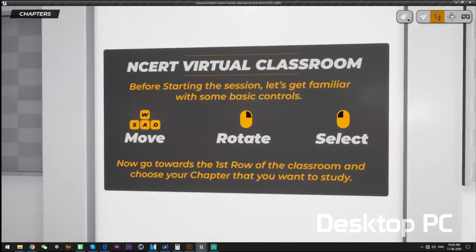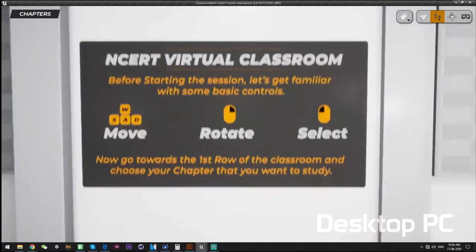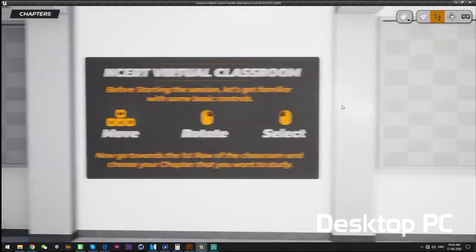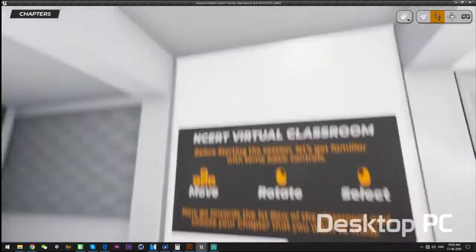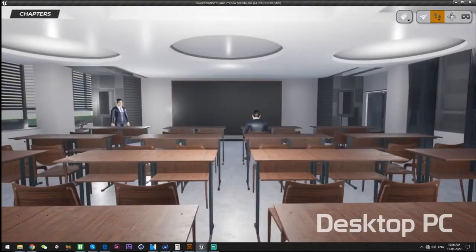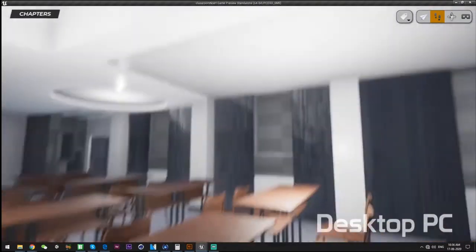Before starting the session, let's get familiar with some basic controls. Press WASD on your keyboard to move your player. Hold down the right mouse click to rotate the player. To select certain items in the environment, use the left mouse click. Now go towards the first row of the classroom and choose the chapter that you want to study.